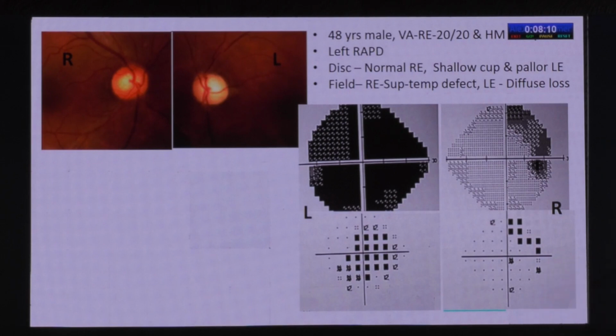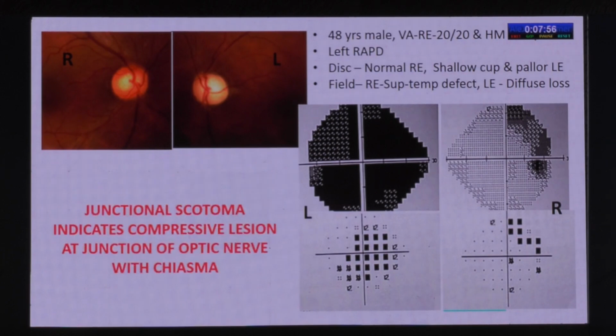So what is not typical in the case is the younger age of the patient and the shallow cupping and pallor, and the field defect which is typically a junctional scotoma. Ipsilateral there is central field loss and contralateral there is superotemporal field loss. So junctional scotoma usually indicates a compressive lesion at the junction of the optic nerve with the chiasma.